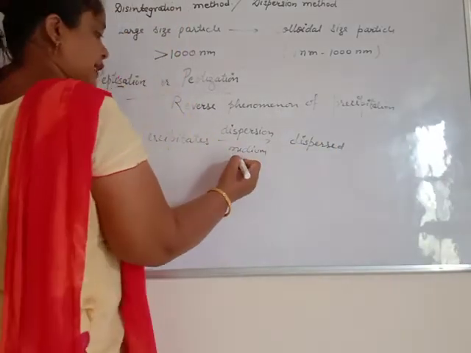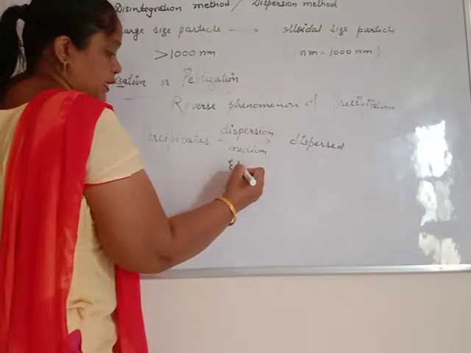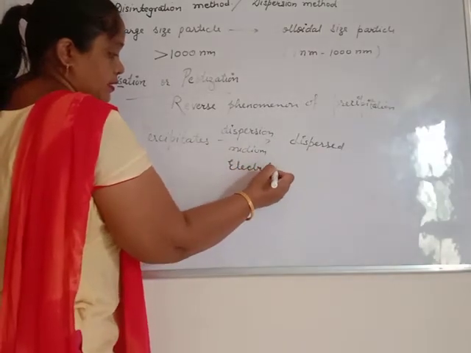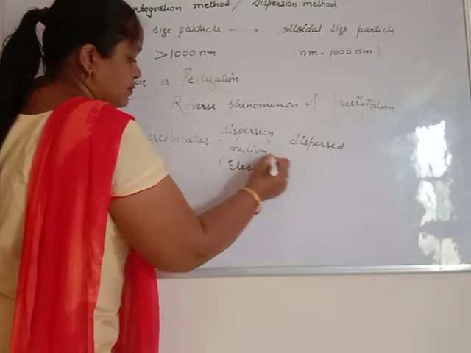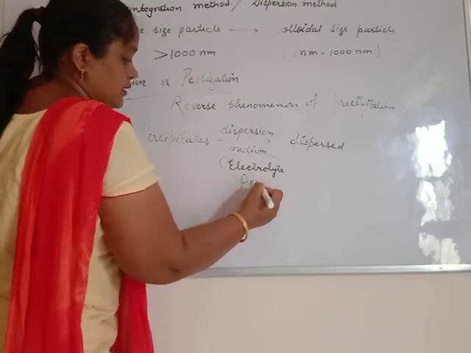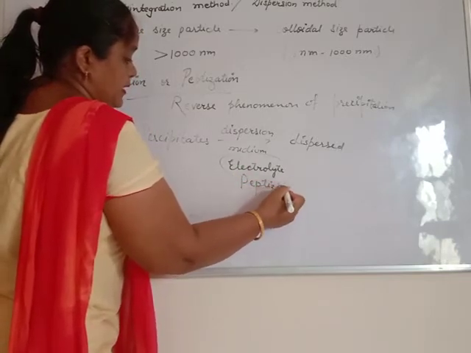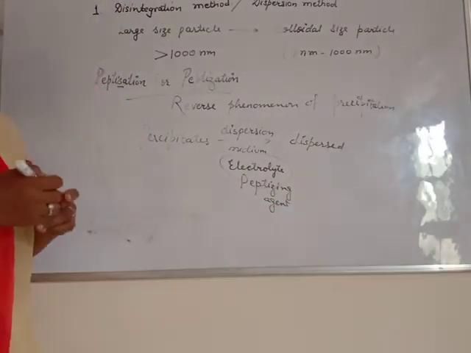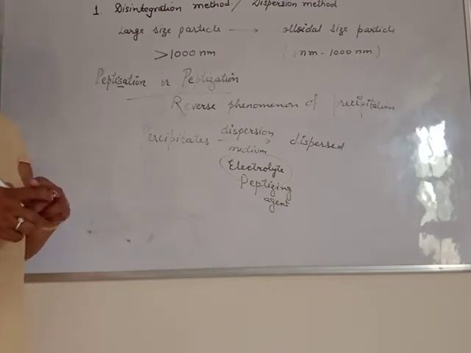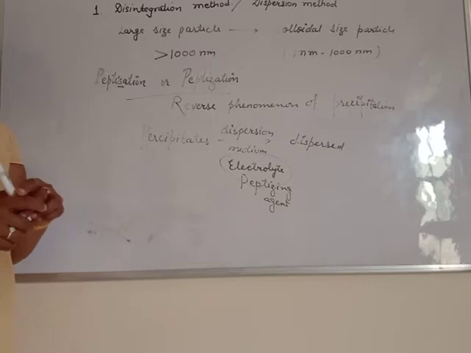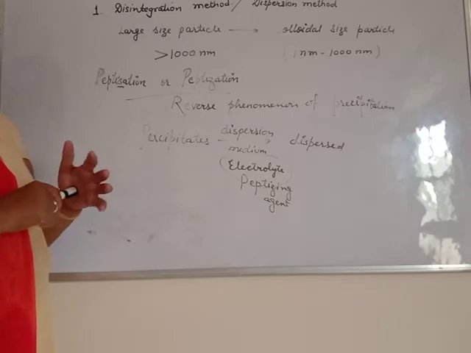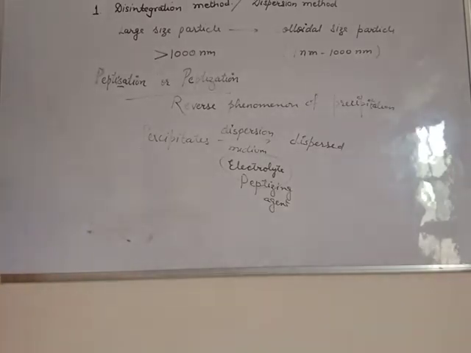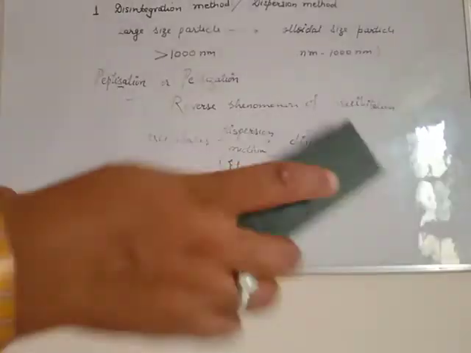But dispersion takes place under the effect of some electrolyte. This electrolyte is known as peptizing agent. Without the help of electrolyte, if electrolyte is not added, precipitates are not dispersed. Precipitates remain as precipitates. So, electrolyte must be added for the dispersion of freshly prepared precipitate into dispersion medium.